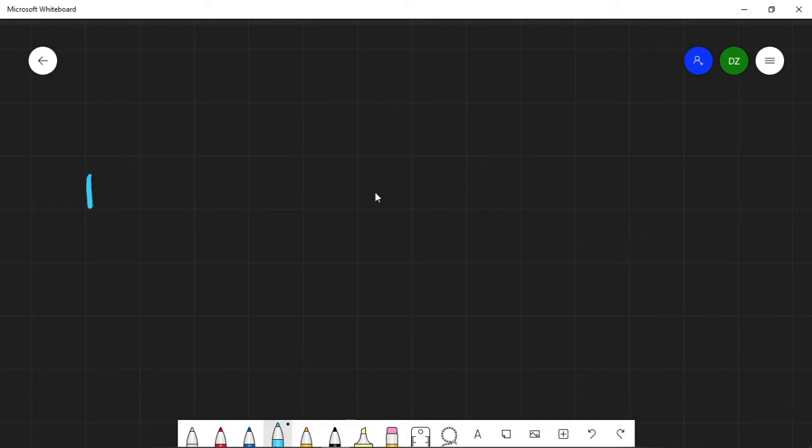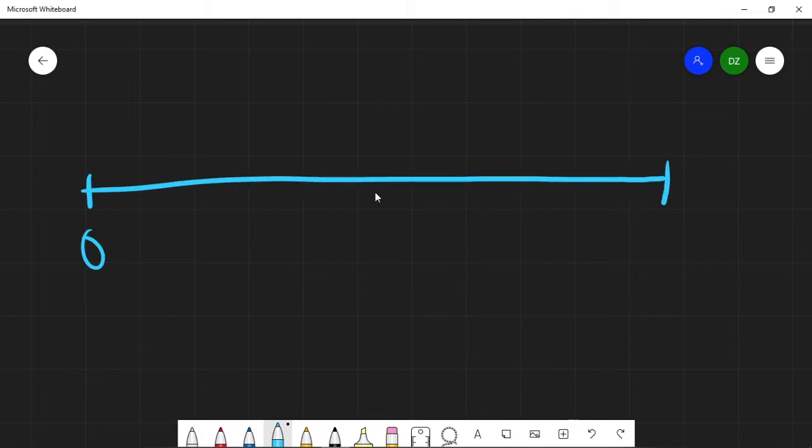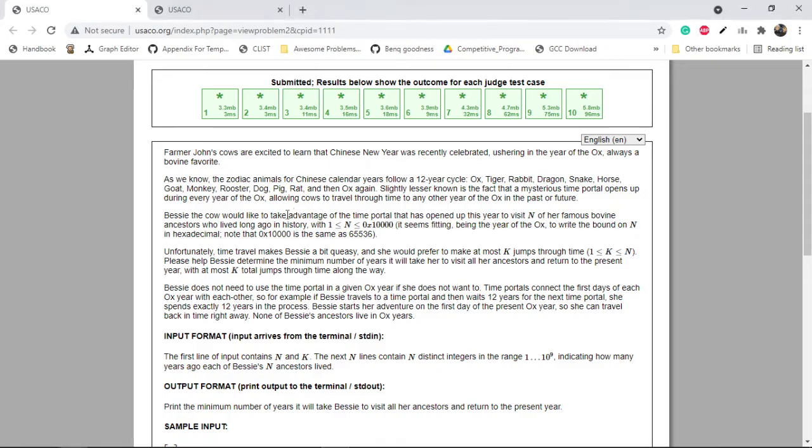So the idea is, imagine a number line. Bessie is on the present day, which is 0, and she has a time travel machine. What she can do is move back and forth in time in intervals of 12. So she can only time travel on years that are divisible by 12, like 12 and, I don't know, 144. And she can only land on years that are multiples of 12 as well. Her goal is to meet all her ancestors.